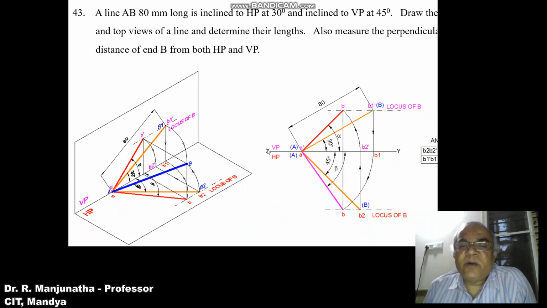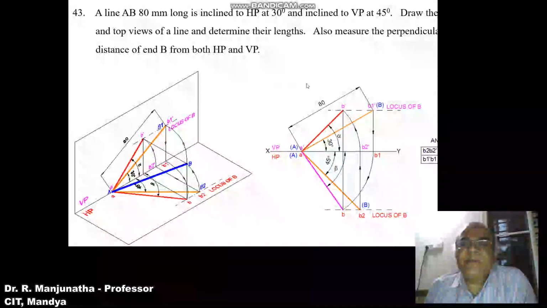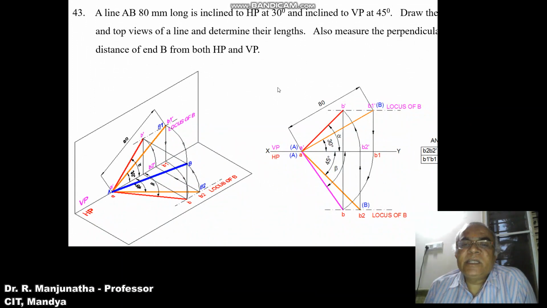Obviously its corresponding top view will be in true length. So with A dash as center, by using the compass, measure the radius of A dash B2 dash, and draw an arc such that it will cut the locus of B in the front view at B dash. Then join A dash B dash with a dark line. So that will be the front view, and this makes an angle with respect to HP which is alpha. Similarly, the top view line which makes an angle with respect to VP is beta.